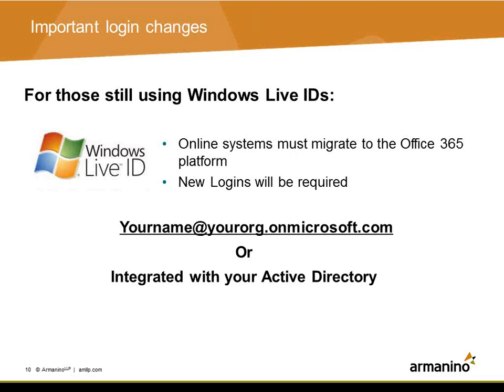So what needs to happen for our friends still using that authentication is your system needs to be migrated into the Office 365 platform. And your users are going to have new logins, and they're going to be through the Windows Office 365 portal. I put up an example of what the username might look like. But the key part of that is the .onmicrosoft.com. That's the tell, whether you're on the Microsoft Office 365 platform, or it can be integrated with Active Directory.